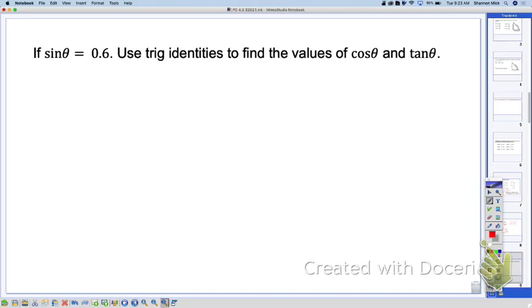So sine of theta equals 0.6, which is 6 over 10, which is 3 over 5. Okay? So we're going to find all the other trig values, but we're going to use identities doing that. I'm going to show you how you show that you're using identities.